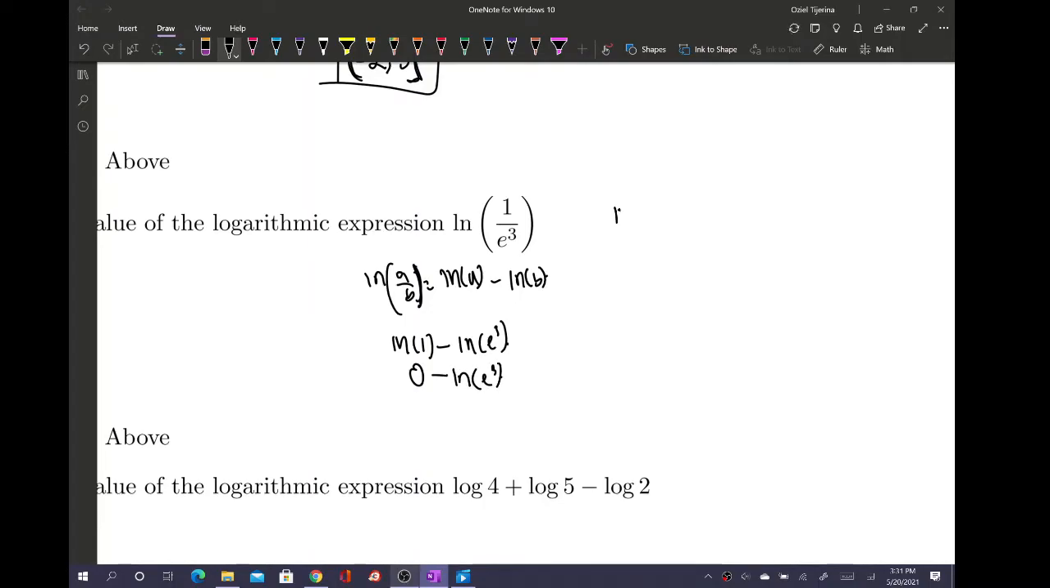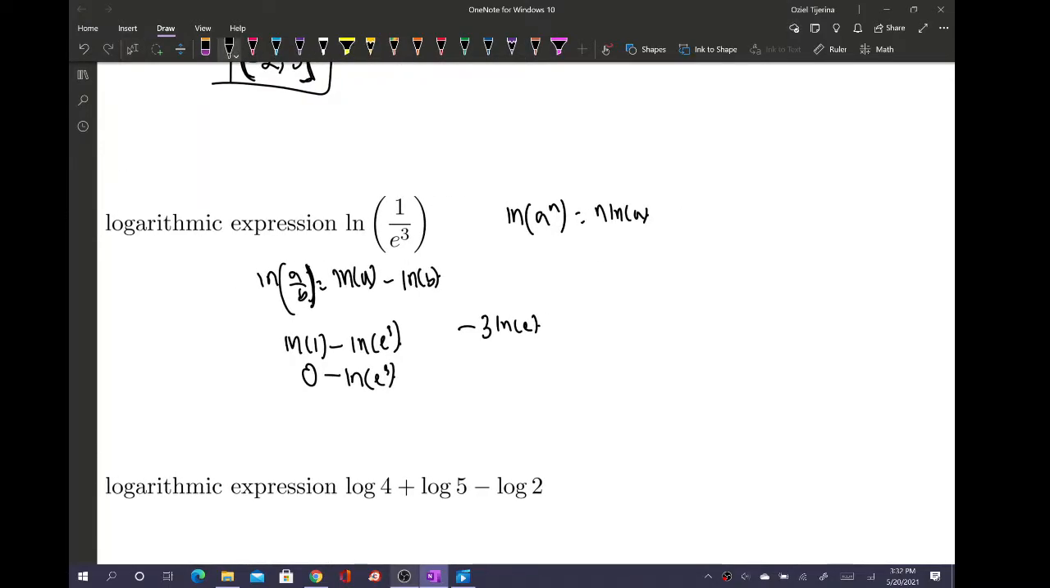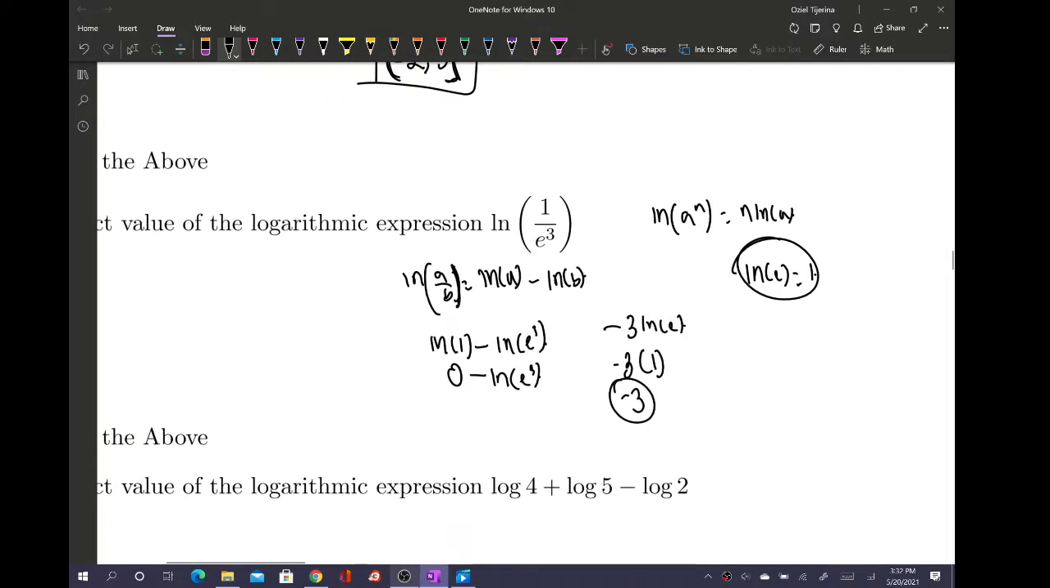Now, you also have to remember that ln of a to the n is equal to n ln of a. The exponent moves to the front, so you get negative the quantity 3 ln of e. And remember, ln of e is always equal to 1, so it's -3 times 1, which is -3. That is one way to do it.